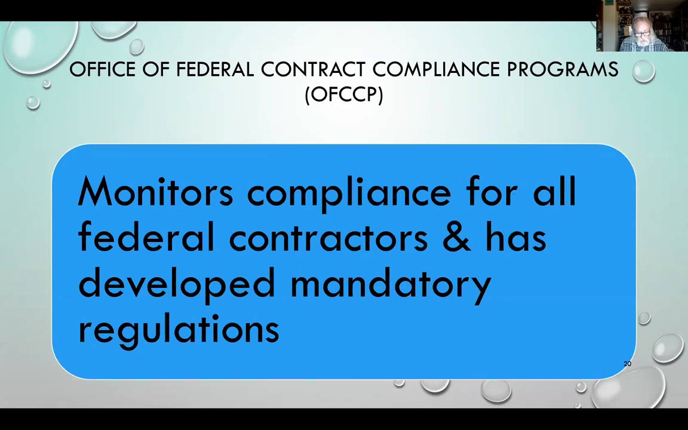Let's talk a little bit about the Office of Federal Contract Compliance Programs. Now, this is a large federal office, an agency. It's in the Department of Labor. And this is the agency that monitors compliance for all federal contractors. In other words, if you get a job working for the federal government in some way, it always comes with a contract. And it says, this is what you're going to do, this is what we're going to pay you, and this is what the time period is. And this is what all the conditions are.